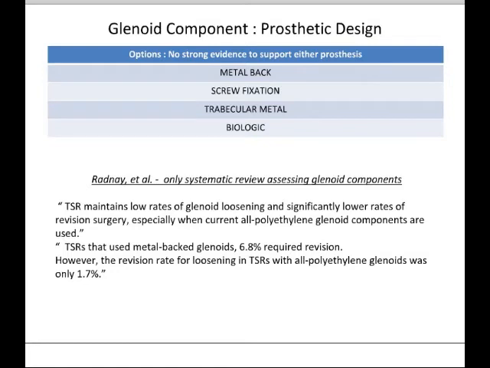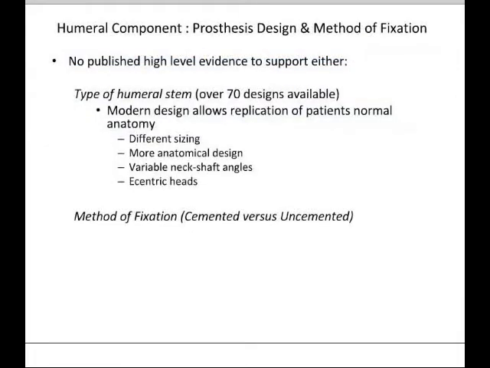Looking at the humeral component, the prosthesis design, and the method of fixation, there's no published high-level evidence to support either type of humeral stem, although modern designs, because there's over 70 designs available, allow good replication of the patient's normal anatomy with a lot of modularity, and there's no evidence to suggest that cemented versus uncemented humeral stems do better.